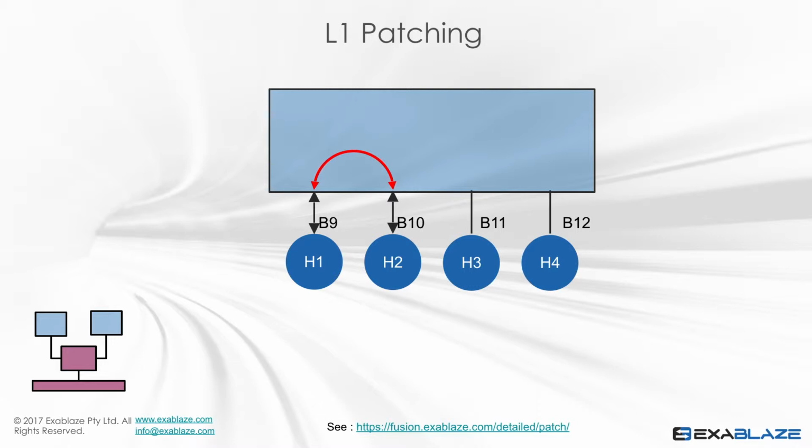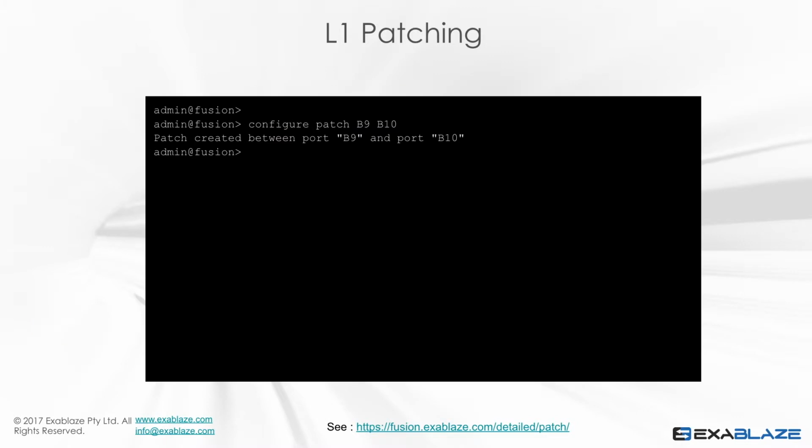In practice, a layer 1 connection might connect hosts 1 and 2 through ports B9 and B10. To configure this on the command line, we would enter configuration mode or perform modeless configuration. In this case, we have a modeless configuration: configure, patch, ports B9 to port B10. And you can see that the device responds by saying that the patch has been created.